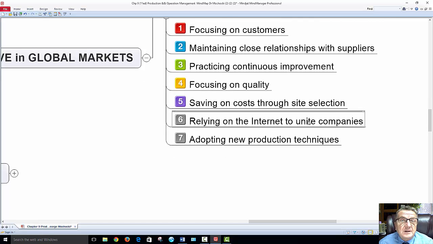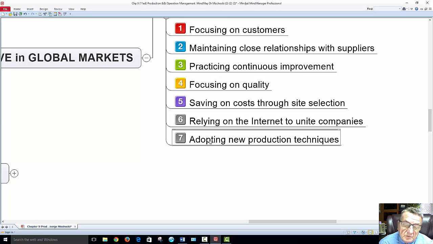Relying on internet to unite companies, internet connections, right, networking. Not networking as personnel, but networking computer system to computer system, so if I need something, I can instantly order it. You know, look at Amazon. I order it online, I get it in 2 days. They changed the rules a little bit now. You know that Amazon Prime, I have to pay a fee, and I don't think that's right. Adapting new production techniques.